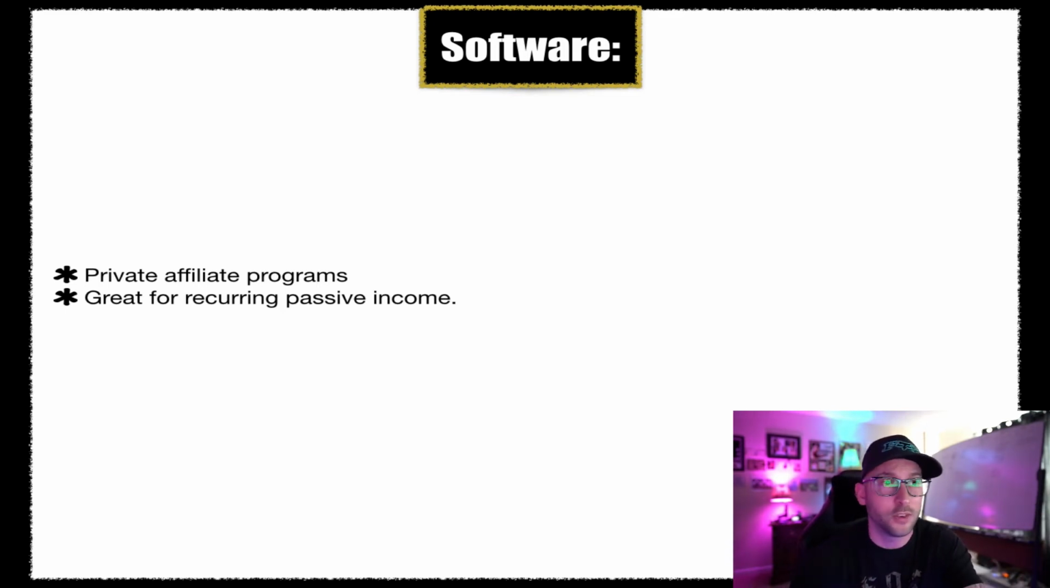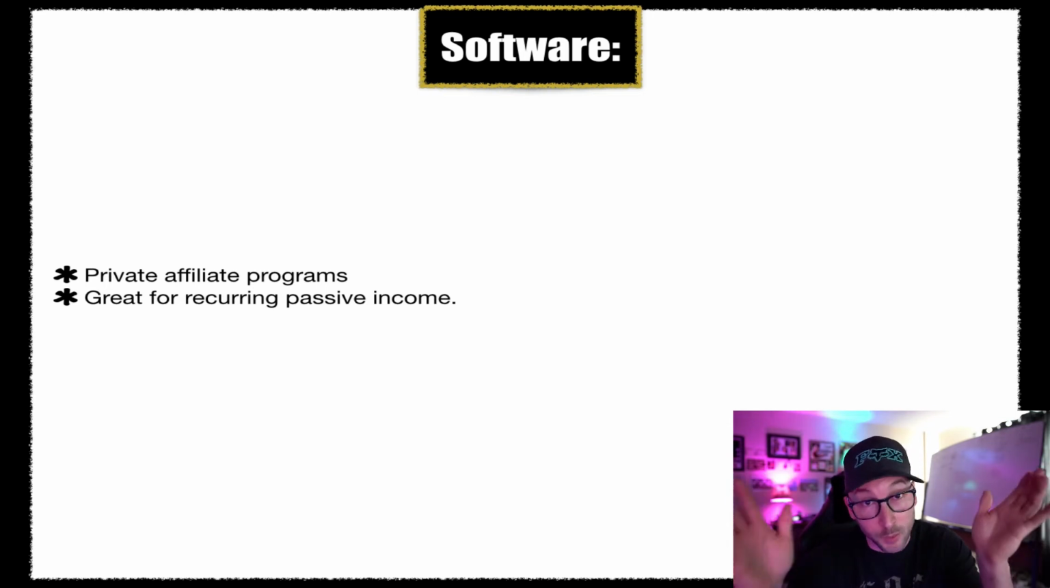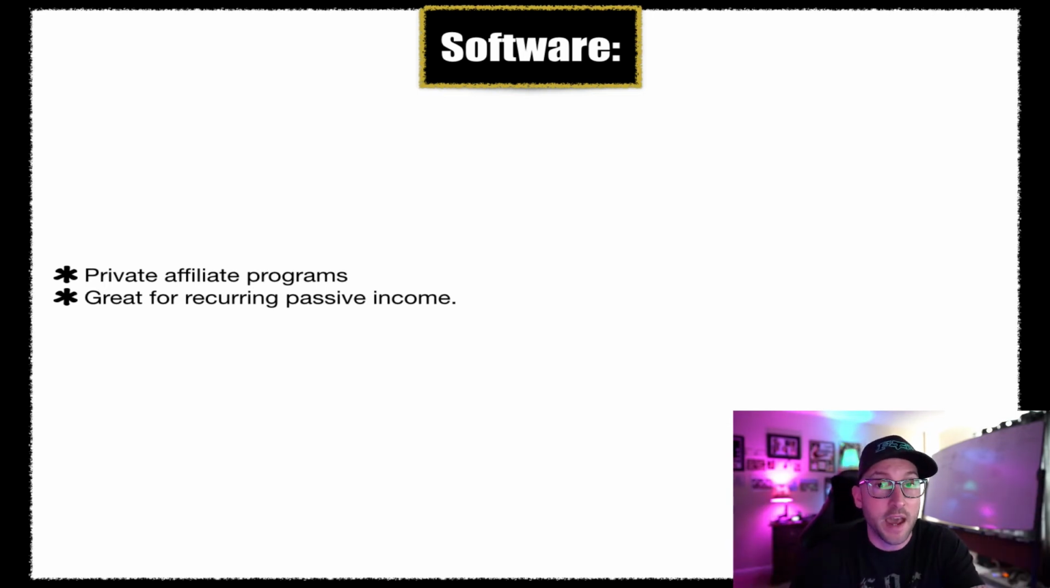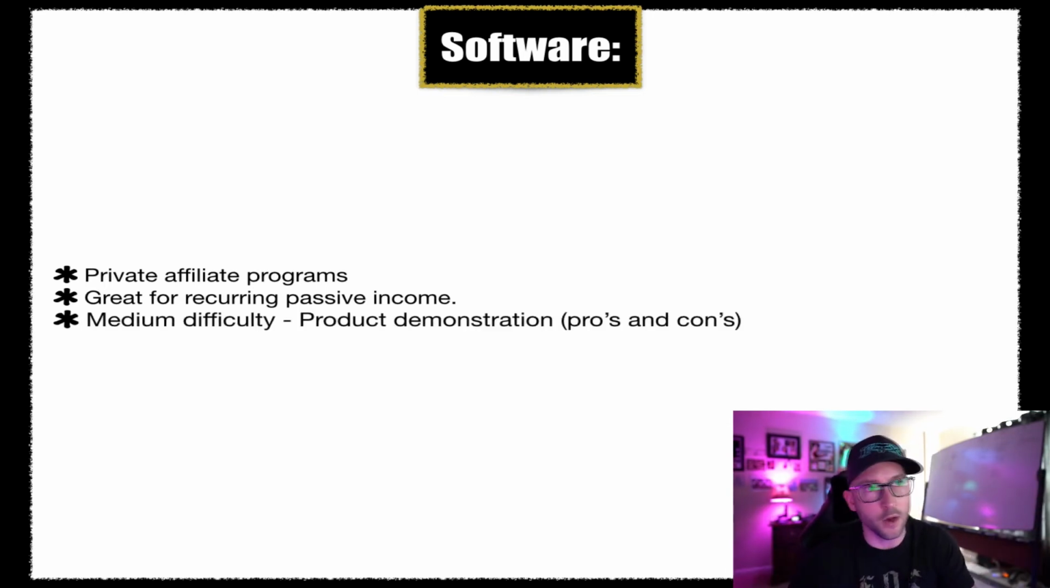There's tons of software out there like Teachable, Kajabi, ClickFunnels, ConvertKit, Aweber, GetResponse. I'm just naming different names to give you ideas. And there's also software outside of marketing. It's not just in the business and marketing niche. You can find software in other categories, and it's a great thing to promote because people stick with it. Now, it has a little bit of difficulty. I'd say it's not beginner, it's more medium difficulty, but it's not something that a beginner couldn't do. It just means you've got to put a little bit more effort into it.